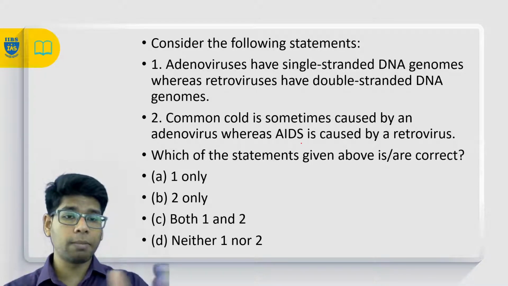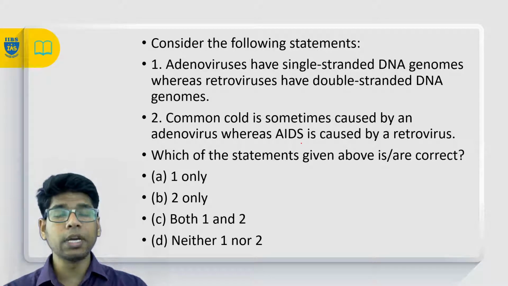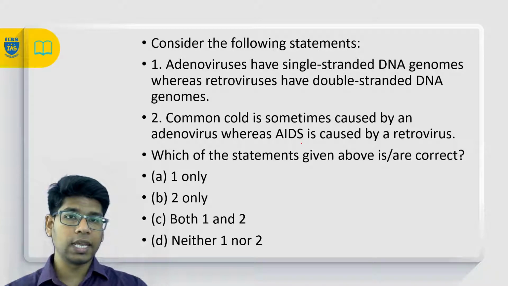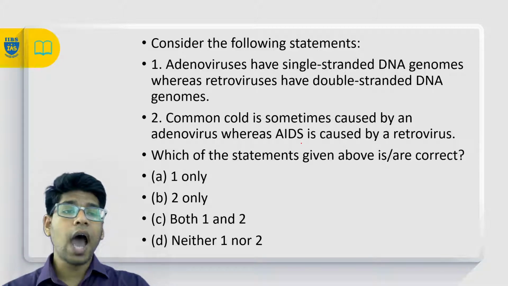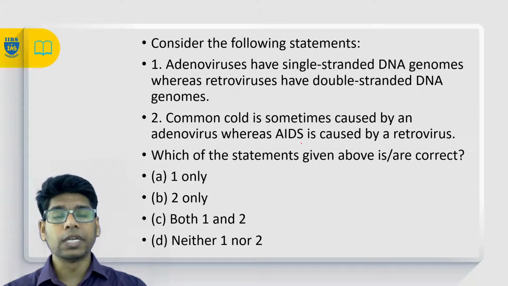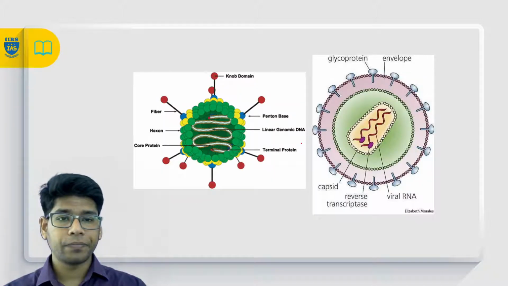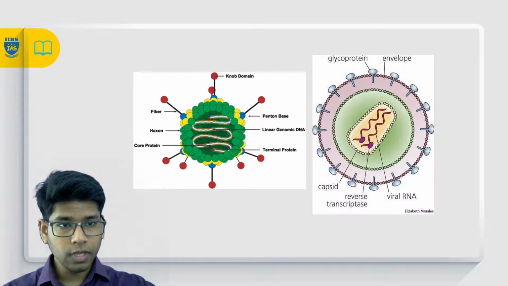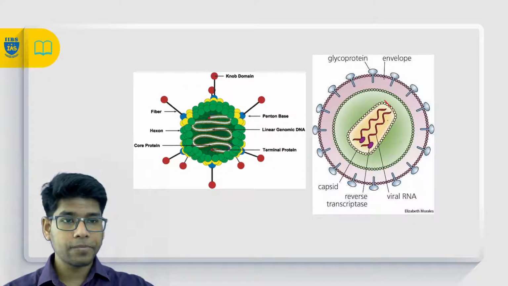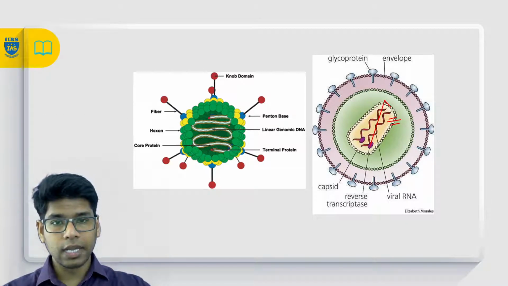Option 2 is correct. So coming back to the first statement, adenoviruses have single-stranded DNA. That is a wrong statement. Adenoviruses have double-stranded DNA, whereas retroviruses have single-stranded RNA as a genetic material. So option 1 is wrong. Only option 2 is correct. Single-stranded RNA. This is double-stranded DNA.